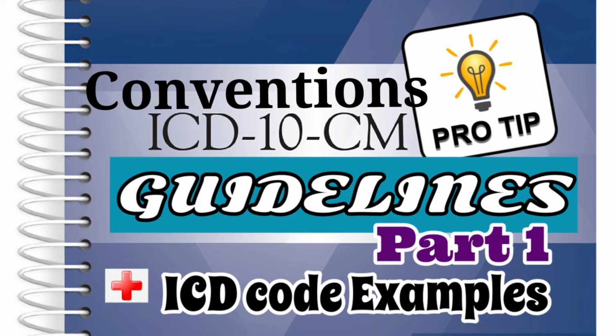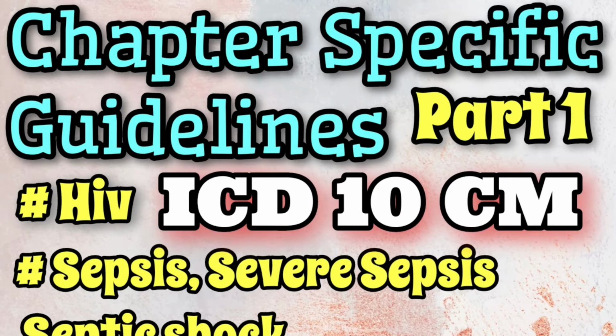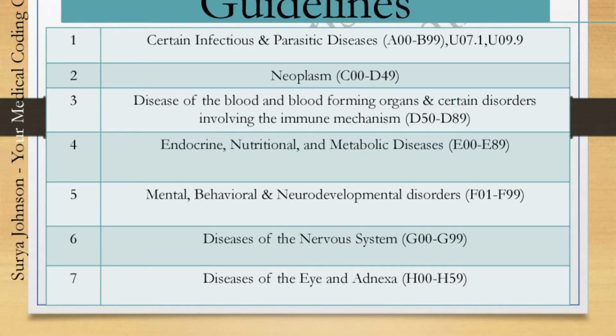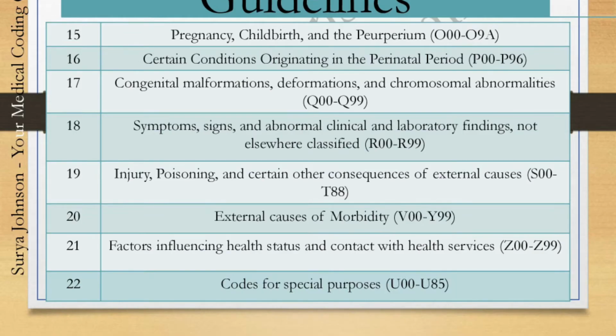Hi, in my previous video, we covered the ICD-10-CM guidelines section 1A conventions, and we also covered section 1B general coding guidelines. From today's video, we'll be starting section 1C, the chapter-specific guidelines. We cannot cover all the chapter-specific guidelines in one video because there are around 22 chapters. So we'll be making this a series.